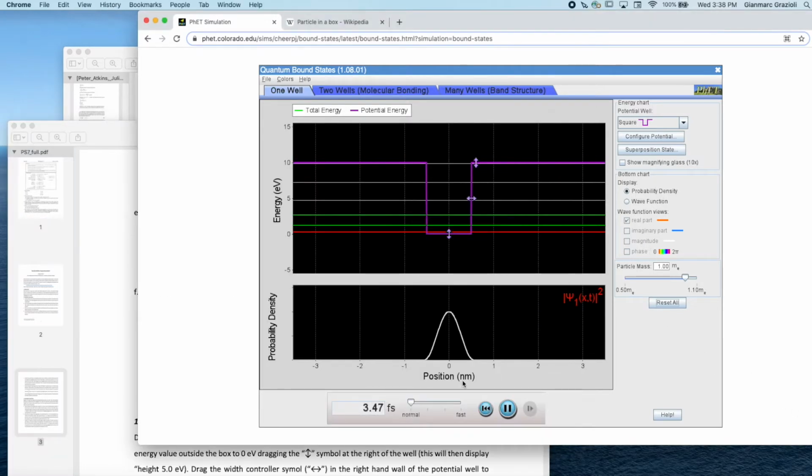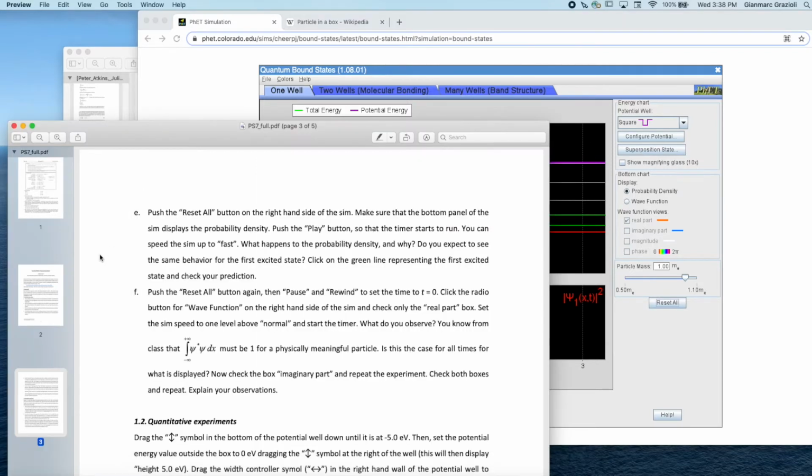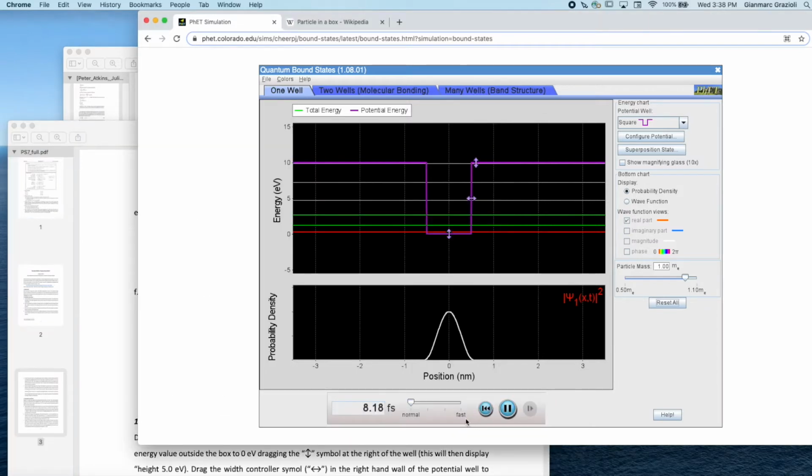We've got probability density. We hit the play button. It is playing. See, time is going by. This is in femtoseconds. Nothing's happening, right? It's a probability density function. Nothing's happening. Let's see. You can speed it up to fast. Nothing's happening. We can try speeding it up, I guess. Still nothing, right?